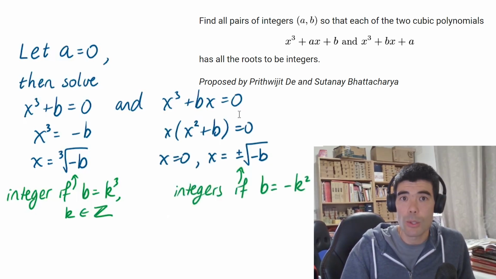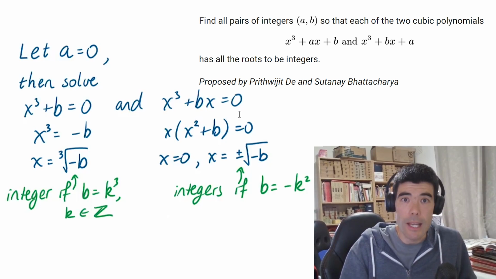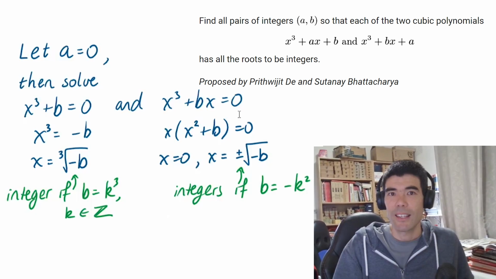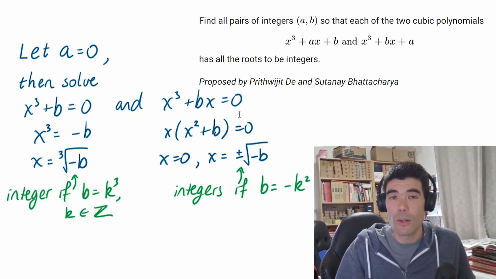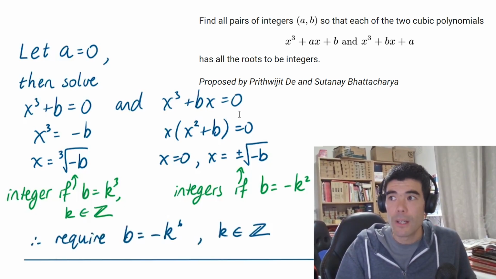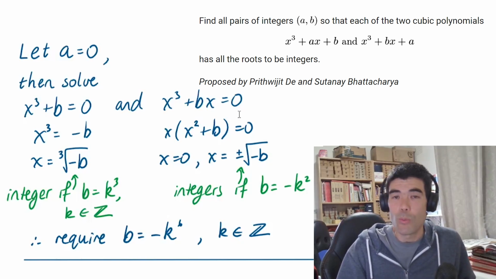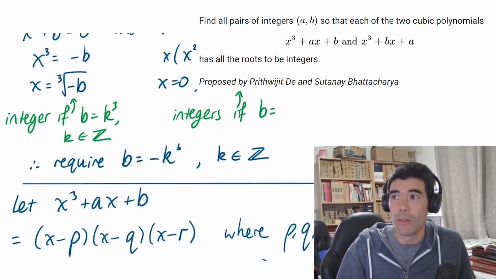And then the other two solutions are going to be integers if b is negative and if it's the negative of the square of an integer. Now, it seems like that's going to work out so long as b is negative k to the power of 6 for some integer k, which would give us some solutions. I'll come back and talk about that at the end. But probably what I want to do next is think about this more generally.